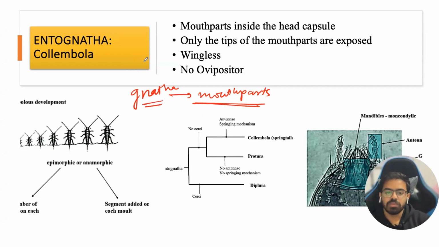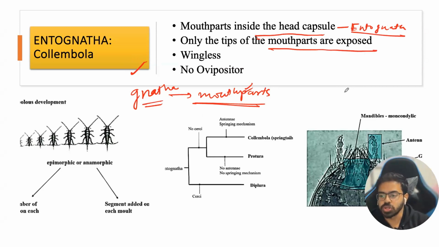I have written only the major characteristics here. There are countless characteristics of Collembola. It's a very important order, both economically and ecologically. First, mouthparts inside the head capsule, as I've already told you, means it is entognath. Only the tips of the mouthparts are exposed. See in this photo, just see the red area, these are the tips of the mouthparts. Only this is exposed.